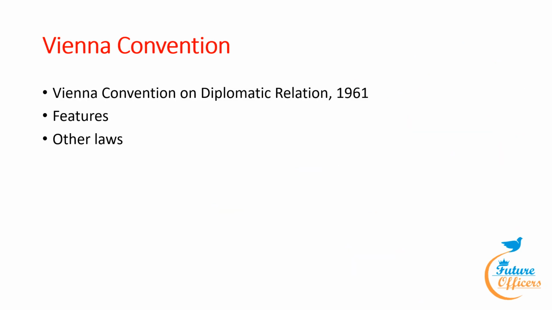Our next topic is about the Vienna Convention. It is an international treaty which was adopted on April 18th, 1961 in Vienna, Austria and entered into force on April 24, 1964. So it is considered a cornerstone of modern diplomatic law and practice. The treaty sets out the rights and responsibilities of diplomatic missions and their personnel as well as the principles governing diplomatic relations between states.